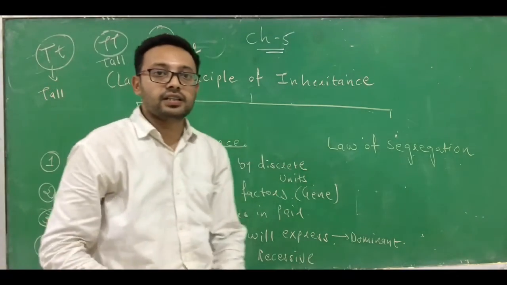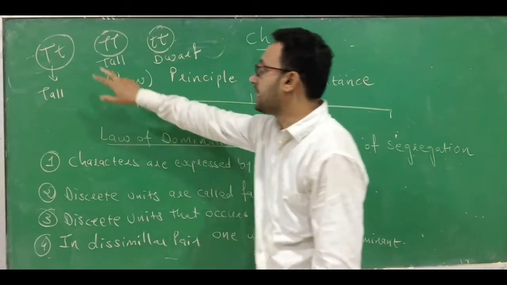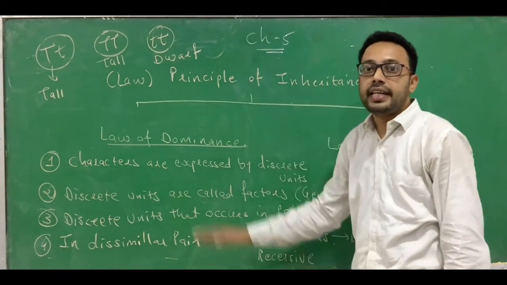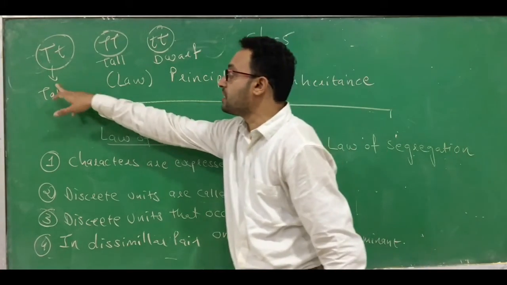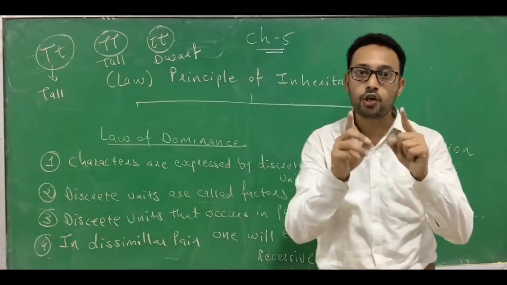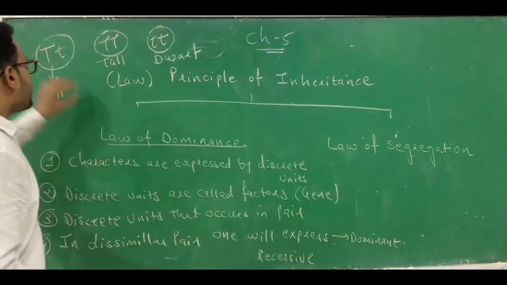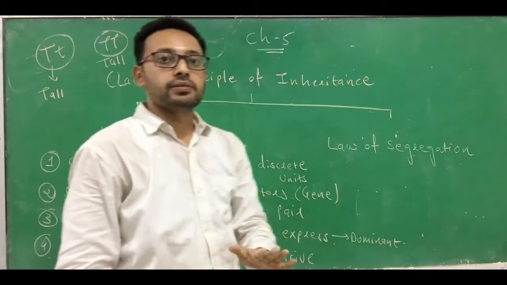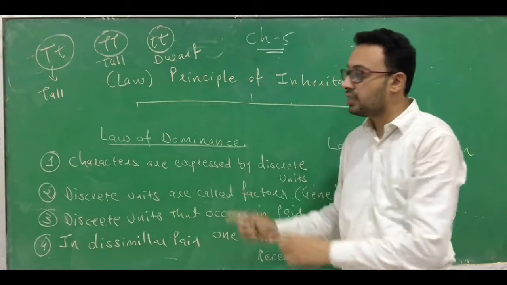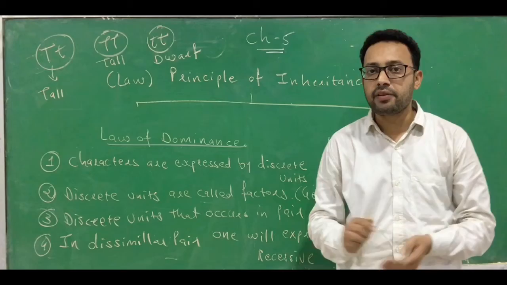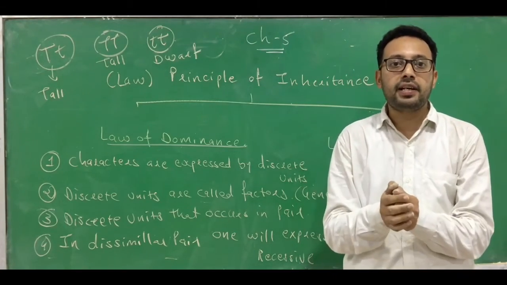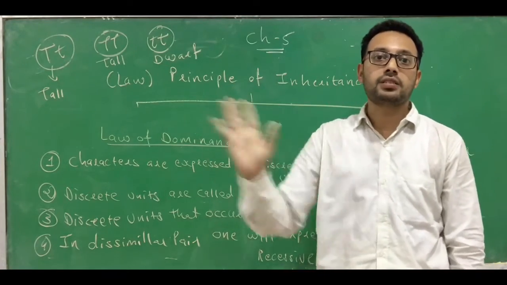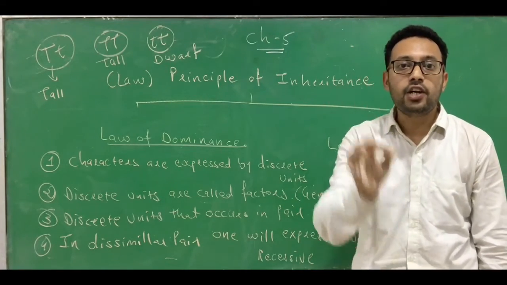Here the recessive doesn't express in a dissimilar pair. Dissimilar, remember. In a dissimilar pair, the character which is expressed, capital T expressed, that is the dominant. So here, which is the dominant? Capital T is dominant and small t is recessive. Remember this rule. In simple language, when there is a dissimilar pair, the capital will express, or the dominant character will express, and the recessive will not express.